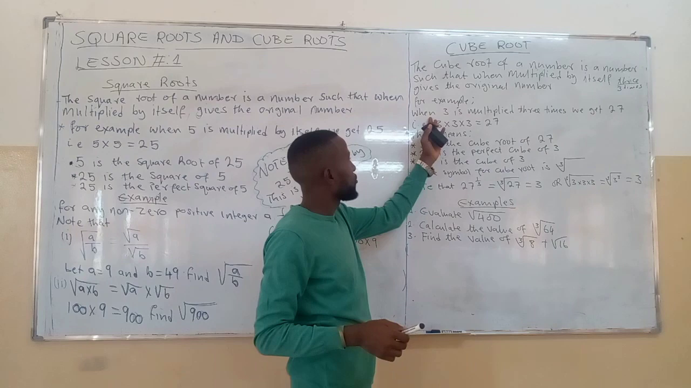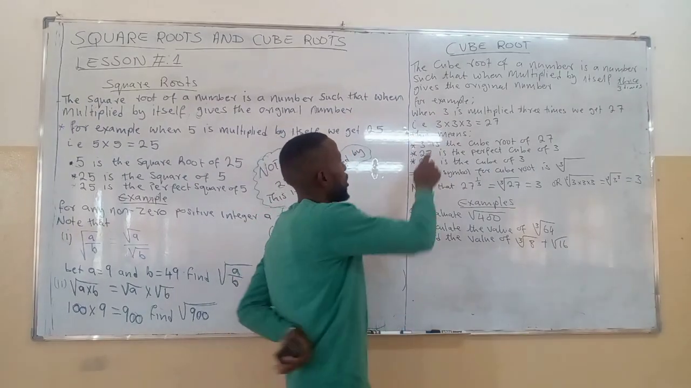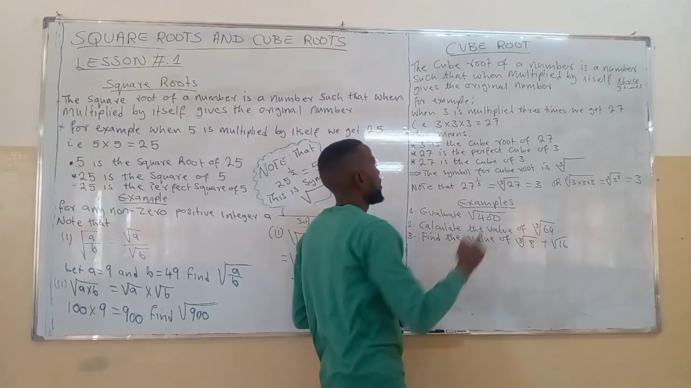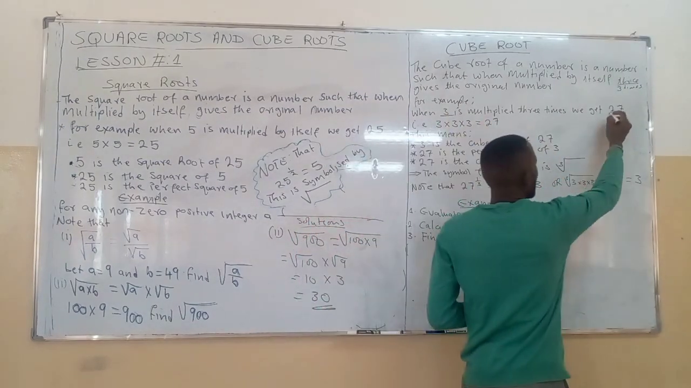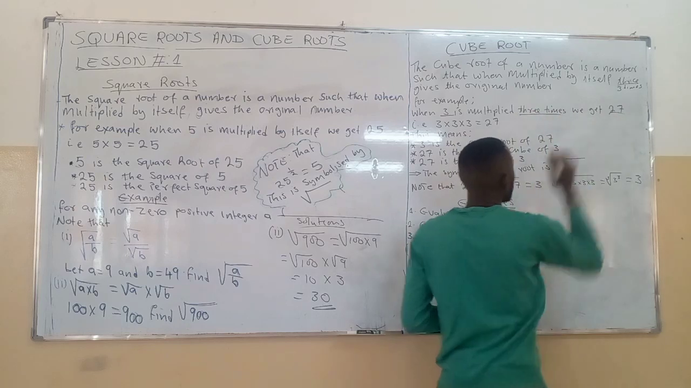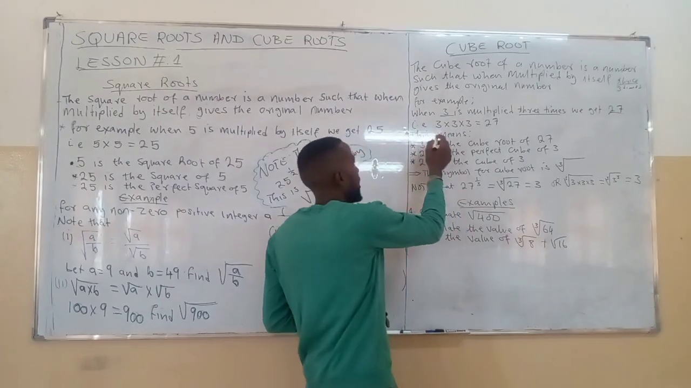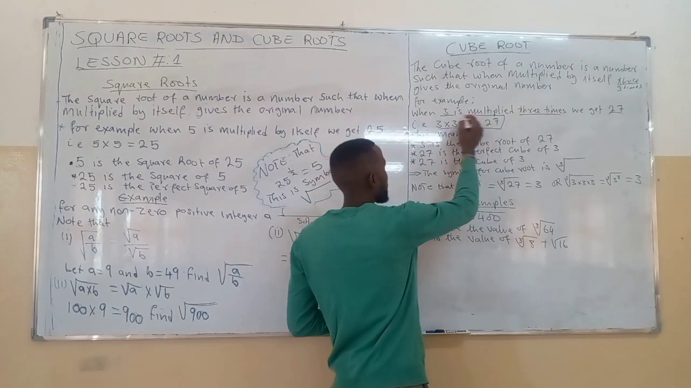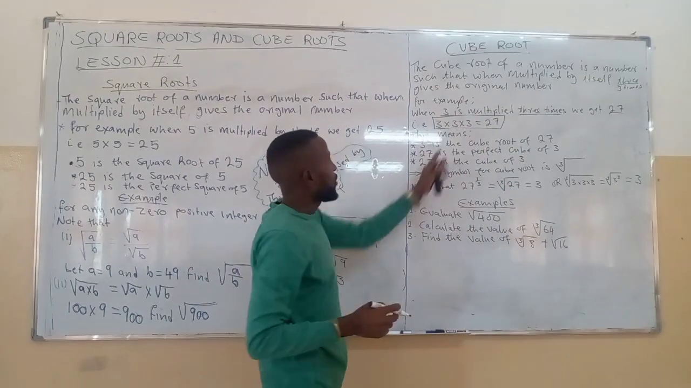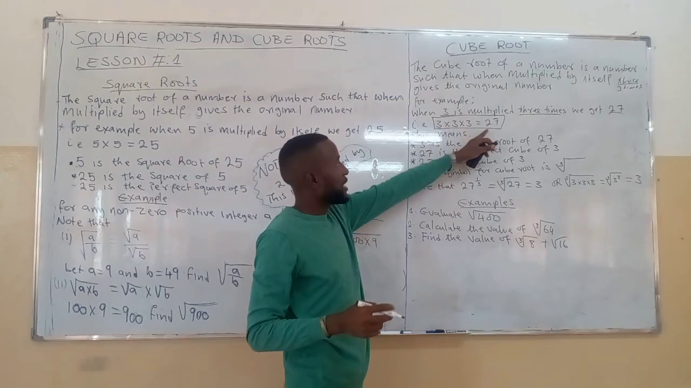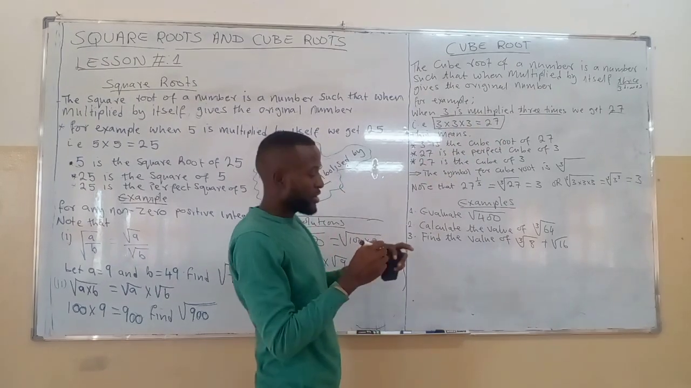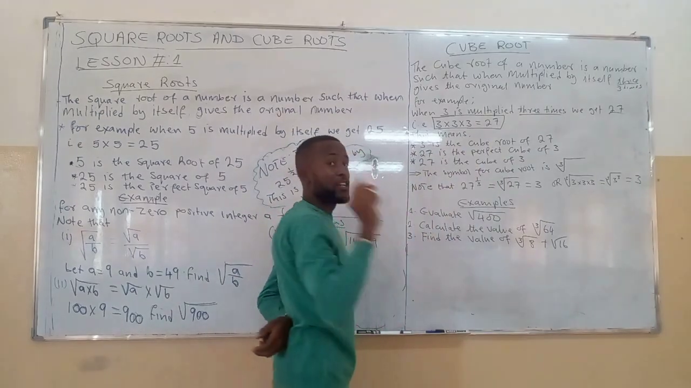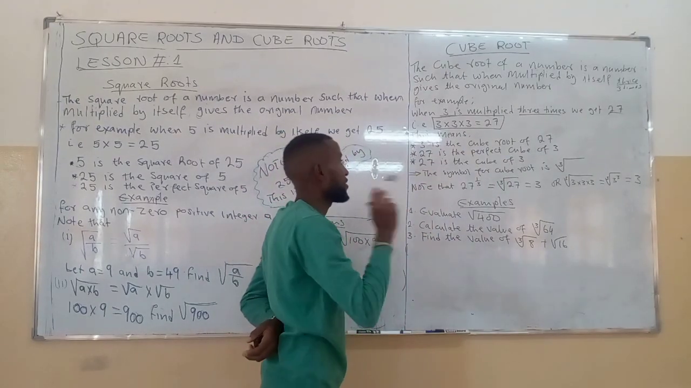Now let us look at the examples here. Let's say when 3 is multiplied 3 times, we get 27. That is 3 times 3 times 3, we get 27. That is what we are talking about here. So when we multiply 3 times 3 times 3, we get 27. Hence, this simply means 3 is the cube root of 27.